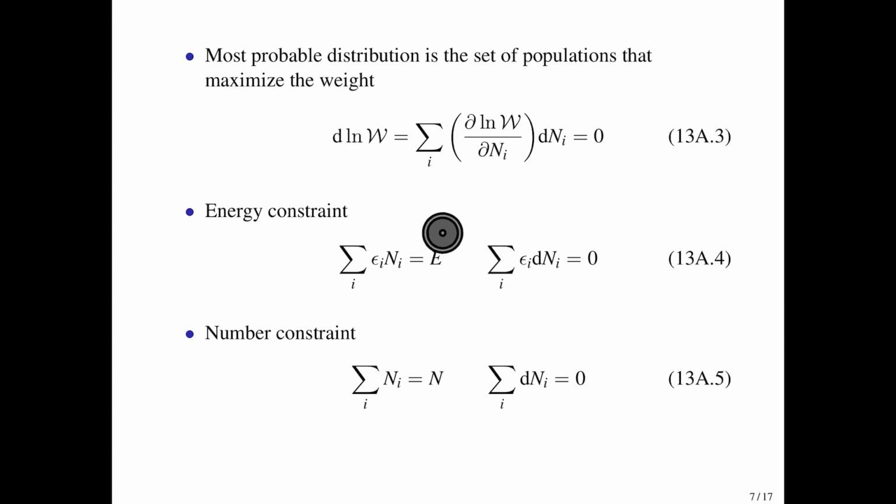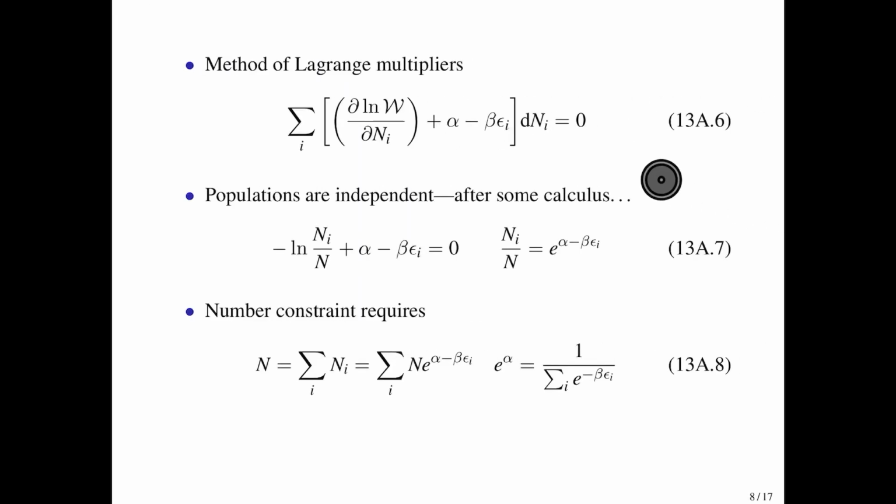You need to take these constraints into account when you maximize the natural log of the weight. And so that's performed using the method of Lagrange multipliers, where you take the equation that you want to maximize, and then you add to it the constraints multiplied by parameters. And that's illustrated here in this equation. Okay, so this is the set of equations that you need to solve for the values of n that will have the largest statistical weight.